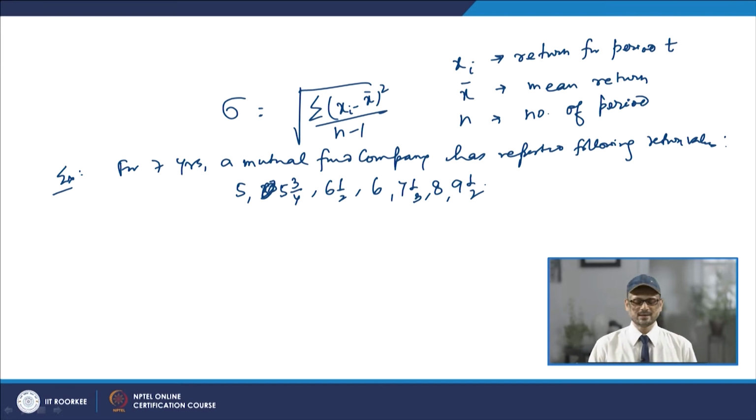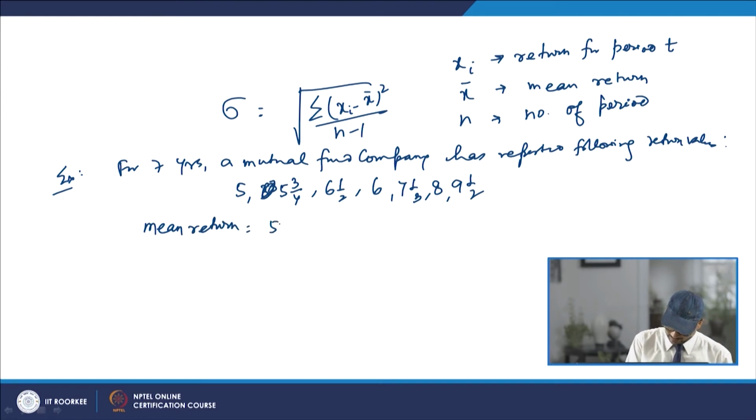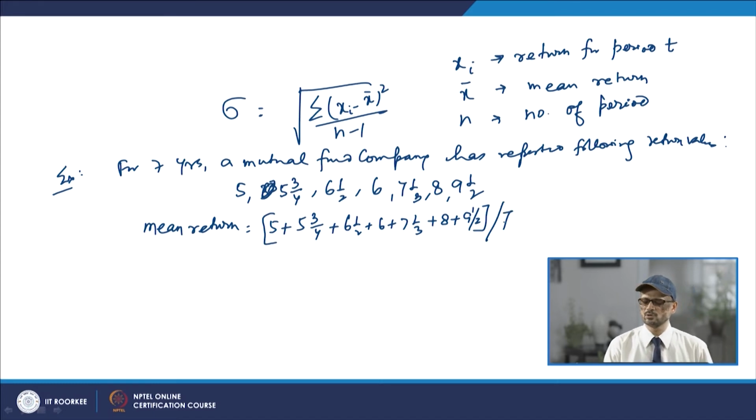standard deviation. In that case, you first have to find the mean return. The mean return will be calculated as 5 plus 5 3/4, that is 5.75, plus 6.5 plus 6 plus 7 1/3 plus 8 plus 9.5, divided by 7. This comes out to be something close to 6.78.